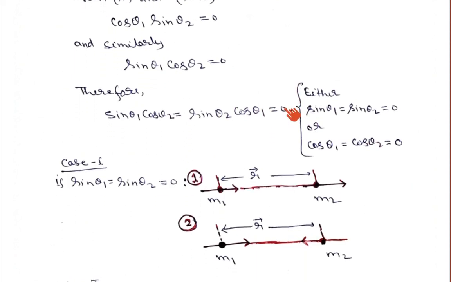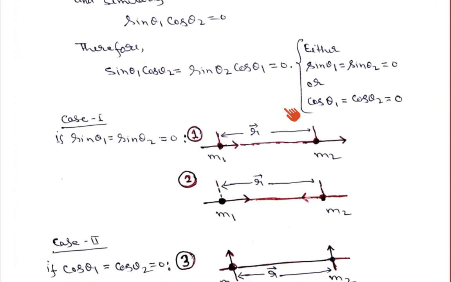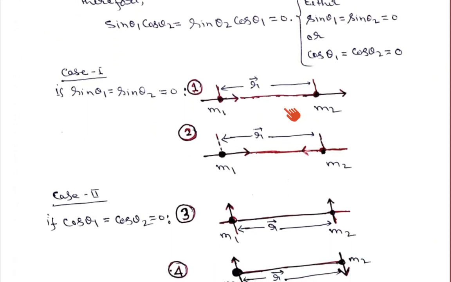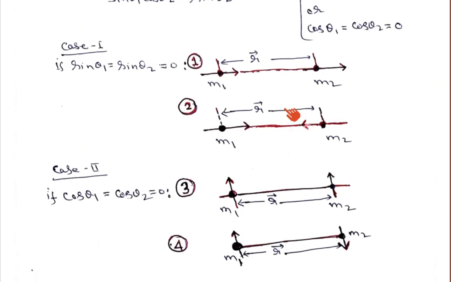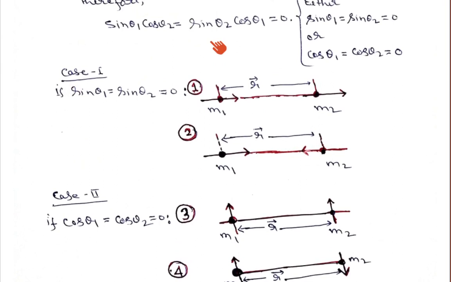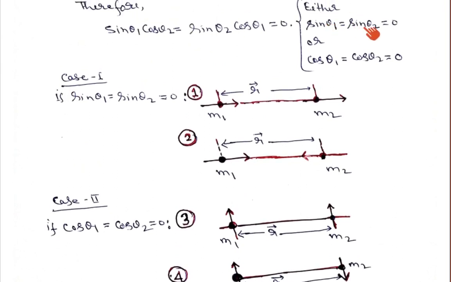Okay. So by assuming these values, we can get some configurations of the dipole. If we consider the first case, let us say here what I have taken, sin theta 1 equal to sin theta 2 equal to 0. If you take this, so if sin theta 1 is equal to sin theta 2 is equal to 0, then these values of theta 1 and theta 2 will give two possibilities of the alignment of the dipole.